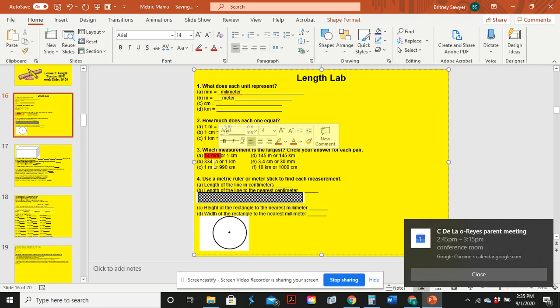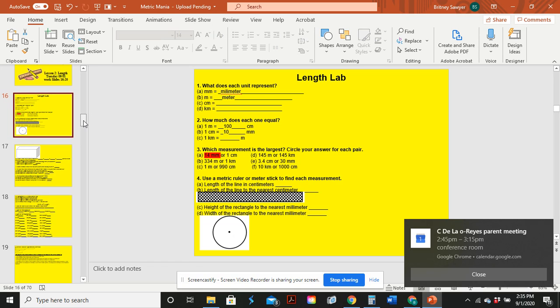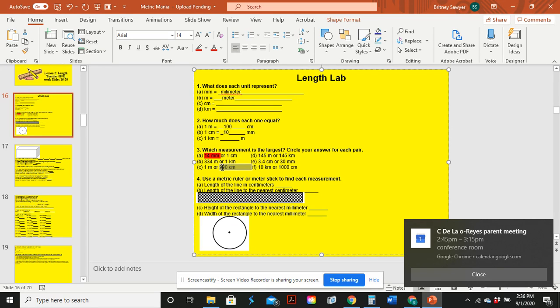Okay, let's do one more. We have 1 meter or 990 centimeters. Well, I know that it takes 100 centimeters to equal 1 meter. So 900 centimeters equals 9 meters. So 990 centimeters is going to be our answer for this.